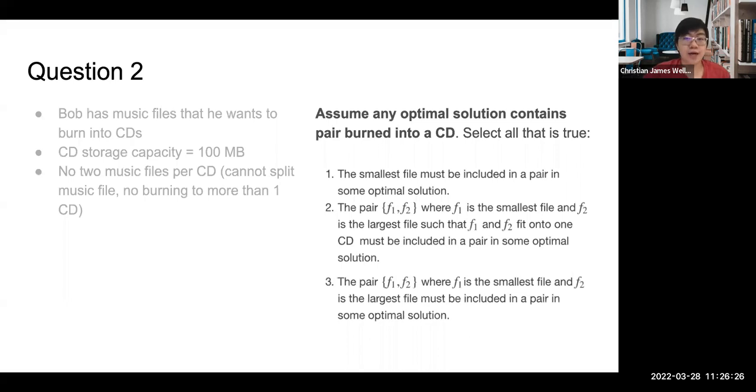All right, there are a couple of options here. Assume any optimal solution contains pairs burned into a CD, so assume it's all stored in pairs. Select all that is true. There are a few statements here. The first one says the smallest file must be included in a pair in some optimal solution. The next one says the pair F1, F2, where F1 is the smallest file and F2 is the largest file such that F1 and F2 fit into one CD, must be included in a pair in some optimal solution. The third one says the pair F1, F2, where F1 is the smallest file and F2 is the largest file, must be included in a pair in some optimal solution.